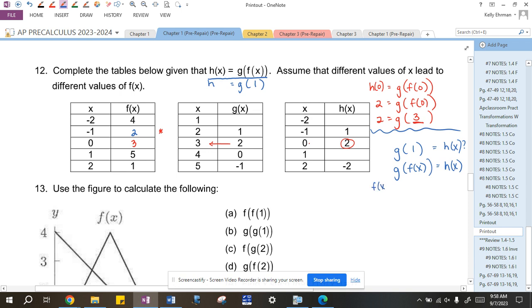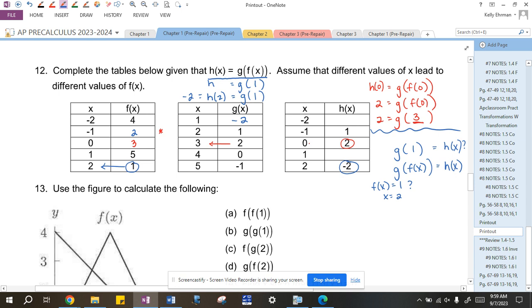When is f of x equal to 1? What input makes that happen? So go to f's graph. When is f of x equal to 1? When x equals 2. Okay, so what does that mean? It means now we know that the x input that we're supposed to be doing is 2. So now it's h of 2 equals g of 1, or in other words, equals g of f of 2, whatever. And what's h of 2? H of 2 is negative 2. So g of 1 equals negative 2.